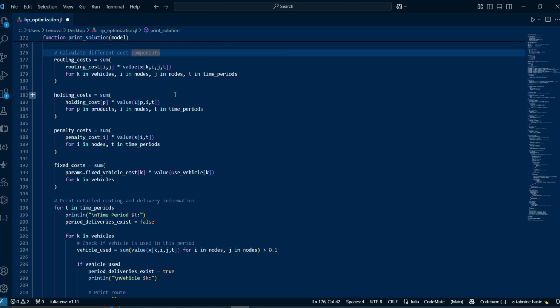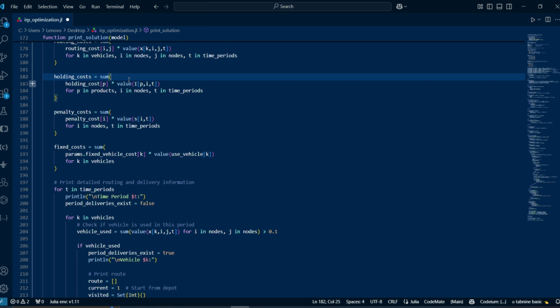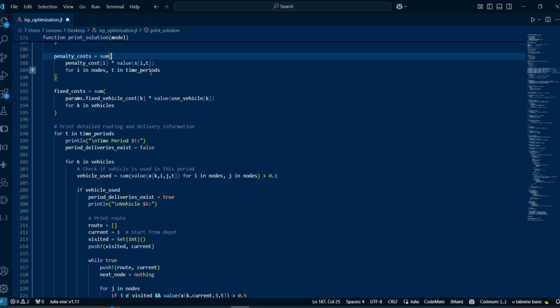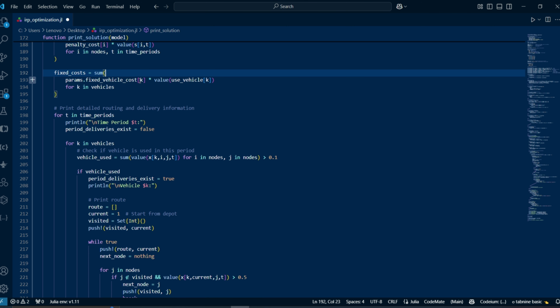Next, it calculates and displays the breakdown of the total cost into 4 components. Routing costs, the total cost of all routes taken by the vehicles, calculated like this. And holding costs, the cost of holding inventory at various locations, computed for each product and node. And penalty cost, what's that? The cost incurred due to shortages, calculated like this: penalty cost I multiply value S and IT. Fixed vehicle cost, the fixed cost associated with using each vehicle, determined by params dot fixed vehicle cost k multiply value use vehicle k. Each of these costs is calculated and summed up across the entire planning horizon to give a detailed view of where the expenses lie.